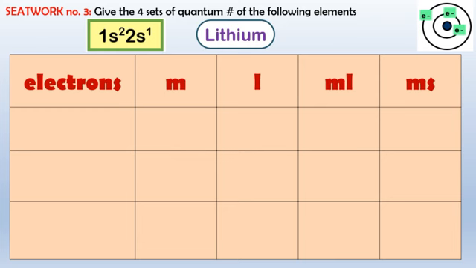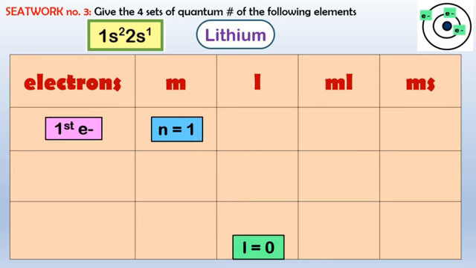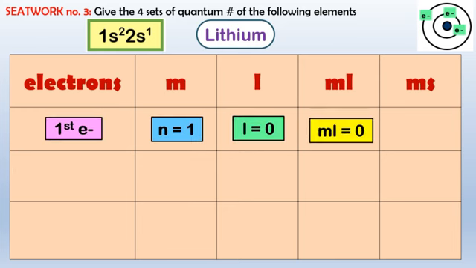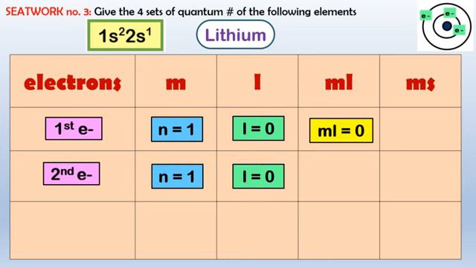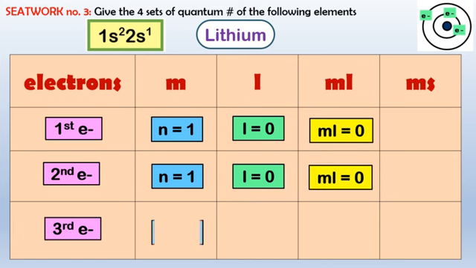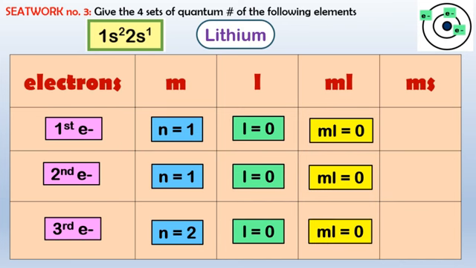Okay, time's up. Let us see the answer. For the first electron, n is equal to 1, L is equal to 0, ML is equal to 0. In the second electron, n is equal to 1, L is equal to 0, and ML is equal to 0. In the third electron, we have n is equal to 2, L is equal to 0, and ML is equal to 0.